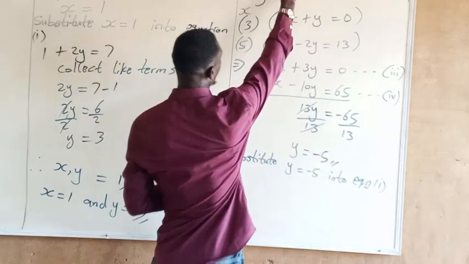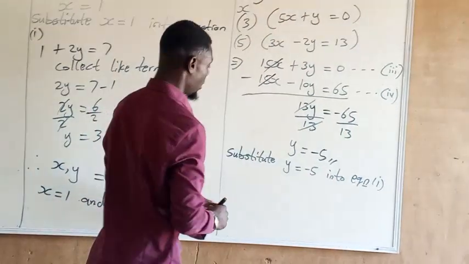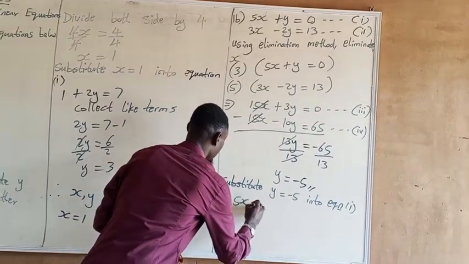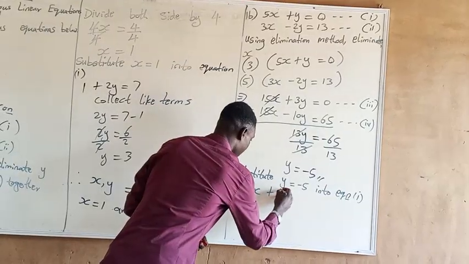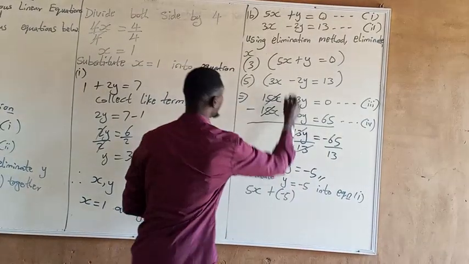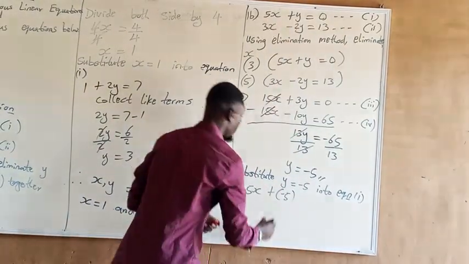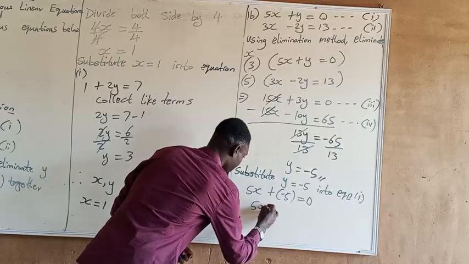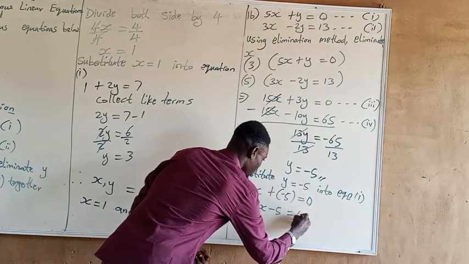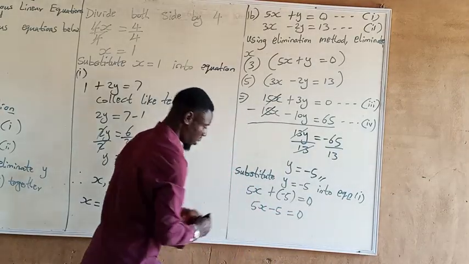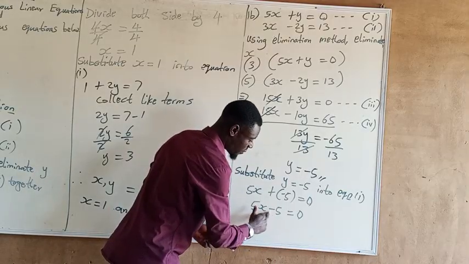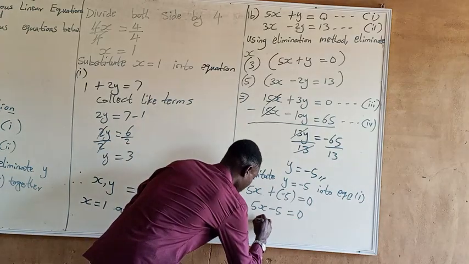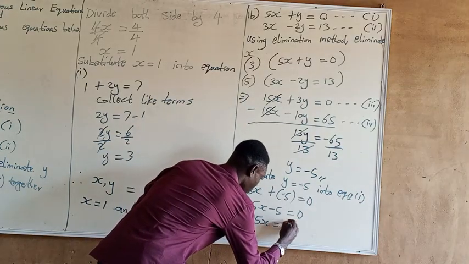Now, look at equation 1. Anywhere we see y, we put minus 5. So now we have 5x plus, our y is minus 5. So we replace it. It's equal to 0. Now we have 5x minus 5 is equal to 0. So now at this point, we want to collect like terms. Take this minus 5 to this other side of the equation. You have plus 5. So we have 5x is equal to 5.